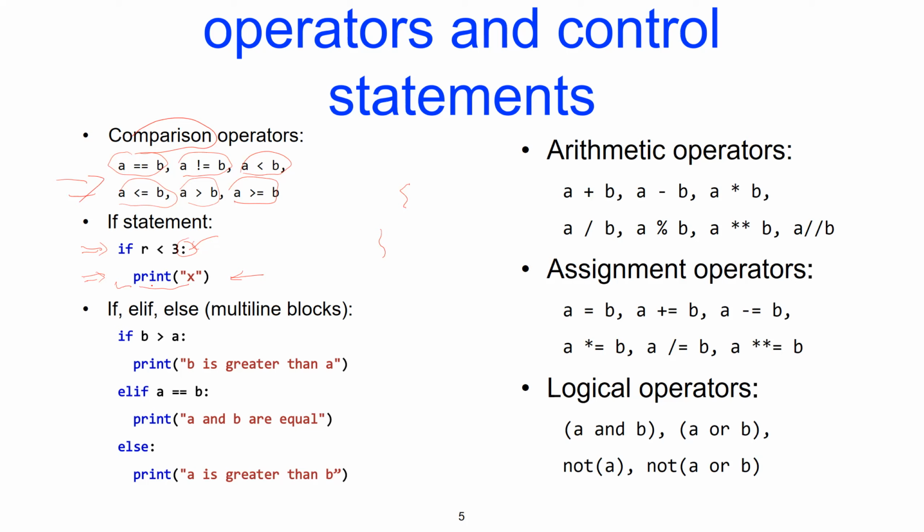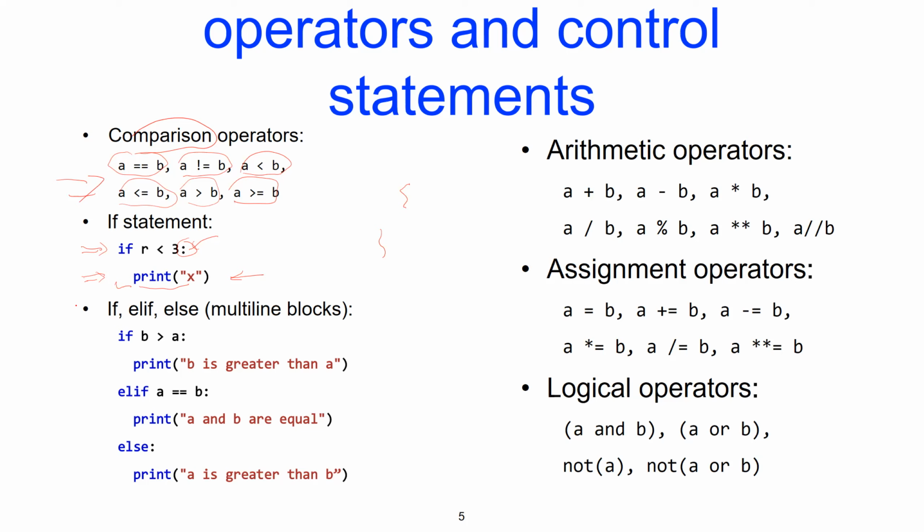In C or some other language, most likely you will say if R smaller than 3, you will put a curly bracket, right? Then you put a statement, then you put another ending bracket to define the block. But here we are using white space to align and define those blocks. Okay.